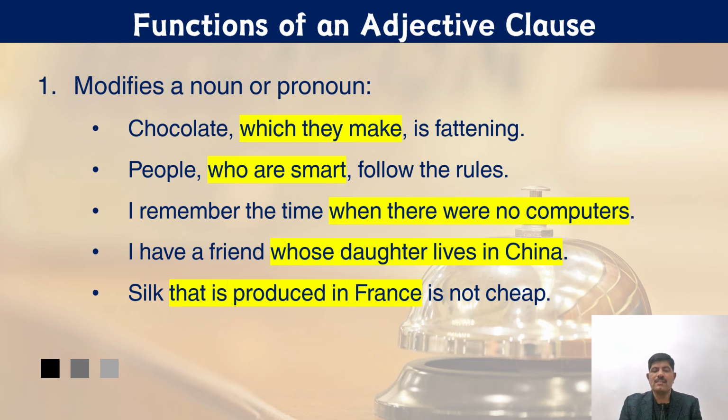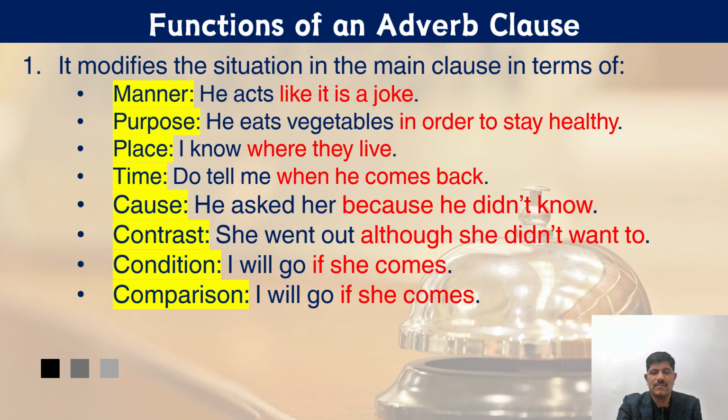So all the clauses highlighted with the yellow color define some noun: chocolate in the first sentence, people in the second, time in the third, friend in the fourth, and silk in the fifth sentence. They are functioning as adjective clauses in the sentence.